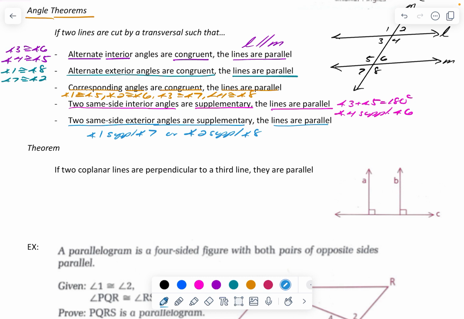Next we have, if two coplanar lines are perpendicular to a third line, then they are parallel. So we have two coplanar lines. So in other words, let's write it this way. If A is perpendicular to C and B is perpendicular to C, then A is parallel to B. Okay, so if A and B are both perpendicular to a third line, C, then A must be parallel to B.